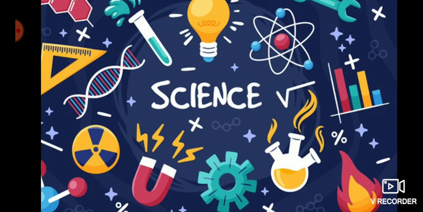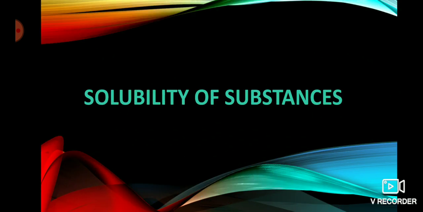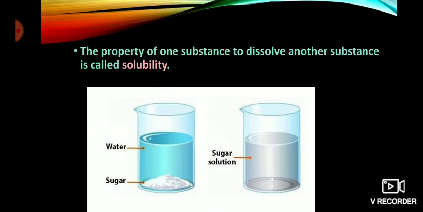We are learning about the chapter matter and its states, and today our topic is solubility of substances. So what is the meaning of solubility? Solubility is the property of one substance to dissolve in another substance.